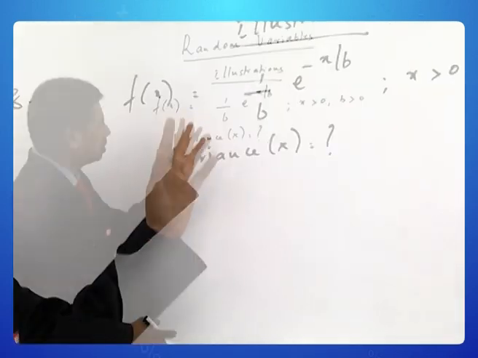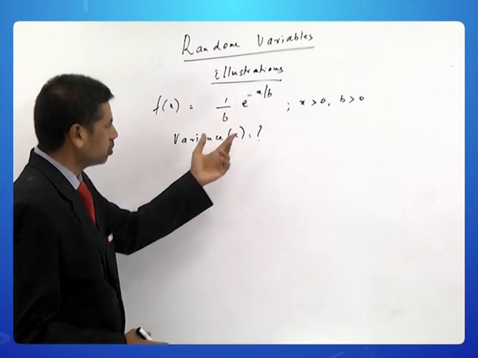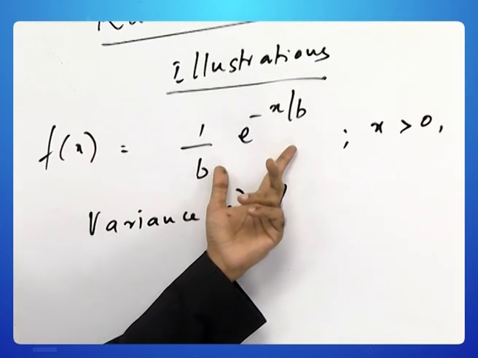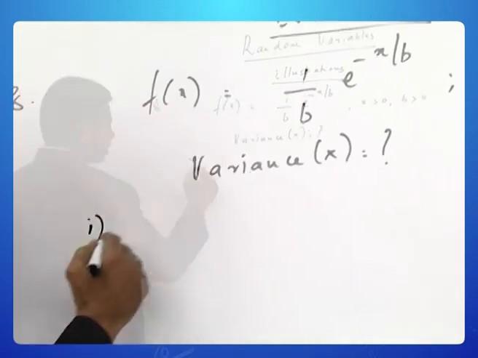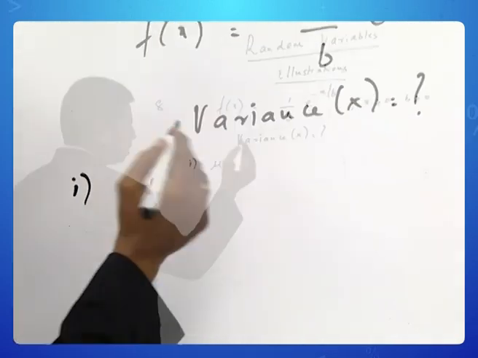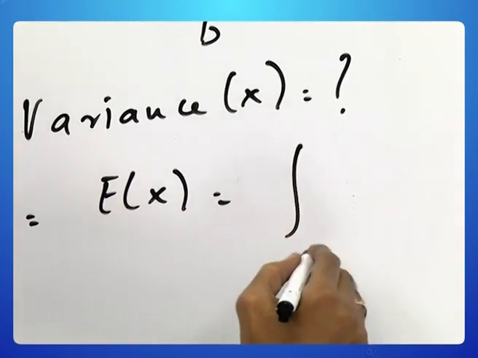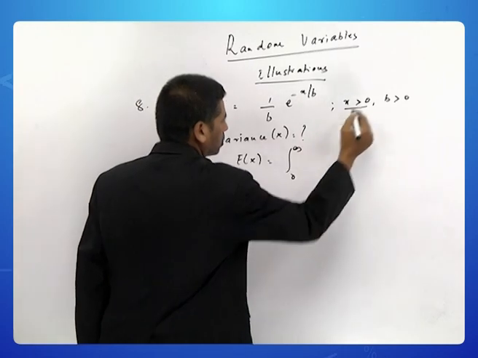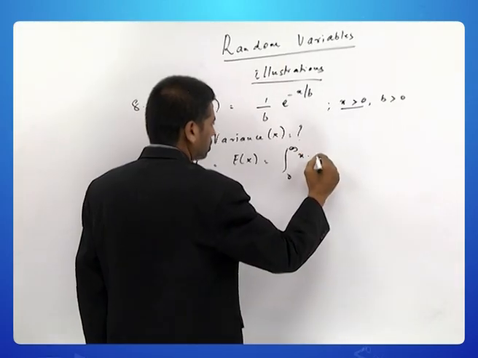Now, everything is clear. We can directly get into the calculations. In fact, you don't have to verify that this is a density. It has been declared to be a density. So first we'll calculate the mean. Without the mean, there is no variance. So this expectation of x, which is integral 0 to infinity, that is because x is greater than 0, x times the density.